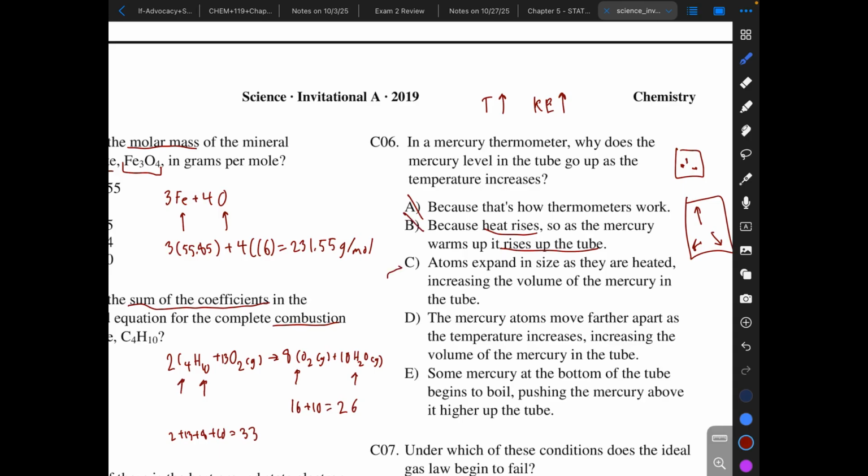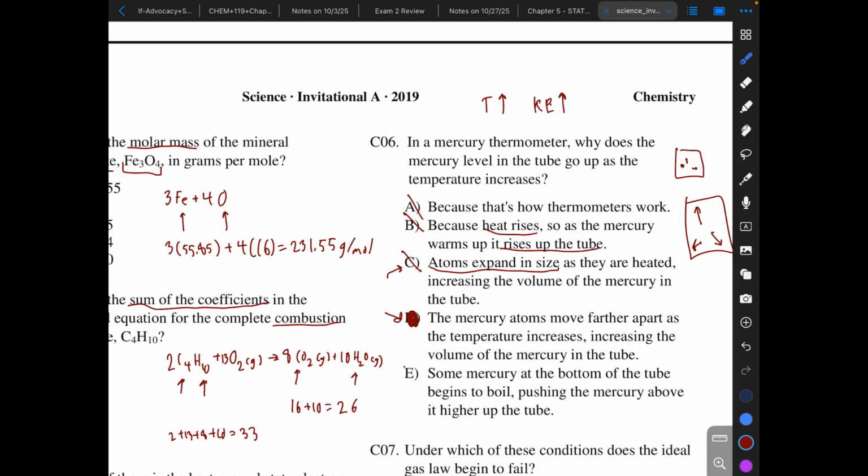C, we know that atoms cannot just expand in size just because they're heated, so C is wrong. For D, the mercury atoms move further apart as temperature increases, increasing the volume of the mercury in the tube. That is true because mercury atoms, or any atom, once heated, start to spread out.